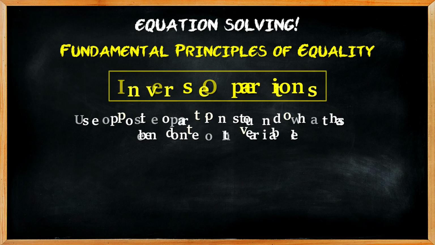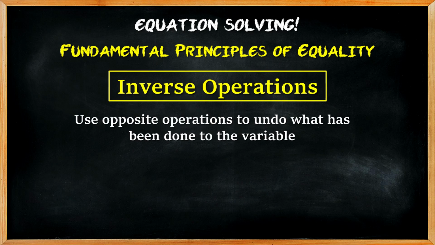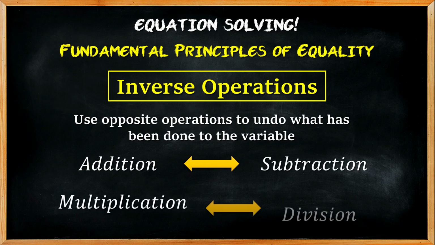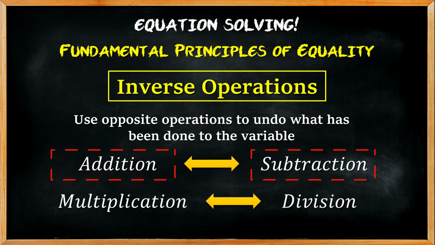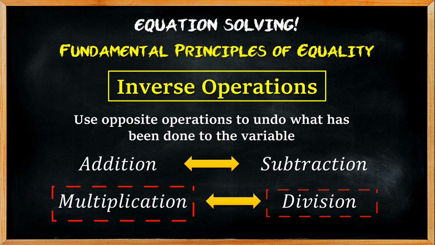The key to applying these principles effectively is understanding inverse operations. We use opposite operations to undo what has been done to the variable. Addition and subtraction are inverse operations. They undo each other. Similarly, multiplication and division are inverse operations that cancel each other out. These fundamental principles of equality form the foundation for solving all types of equations. By understanding that we can perform the same operation on both sides and using inverse operations strategically, we can isolate any variable and find its value.